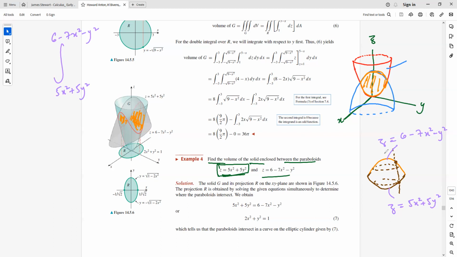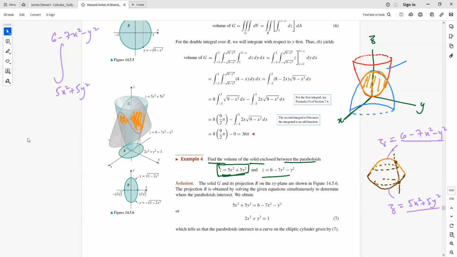Now we have to find the limits for the x and y directions, therefore we need to consider only the xy plane. The projection of this on the xy plane, where z is 0, will look like this, therefore we can compare these two equations.